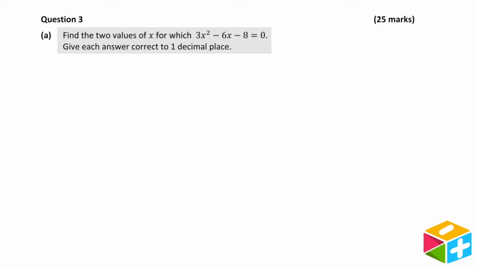Find the values of x for which 3x squared minus 6x minus 8 is equal to 0. Give each answer correct to one decimal place. This question involves an equation with an x squared term in it. We refer to this as a quadratic equation.